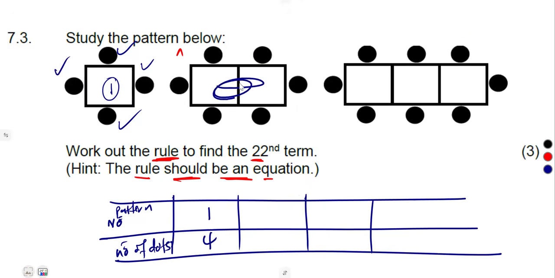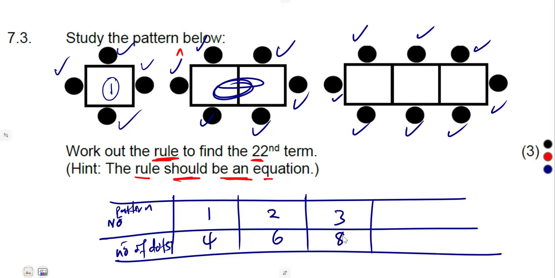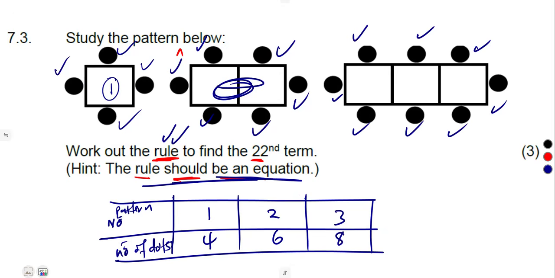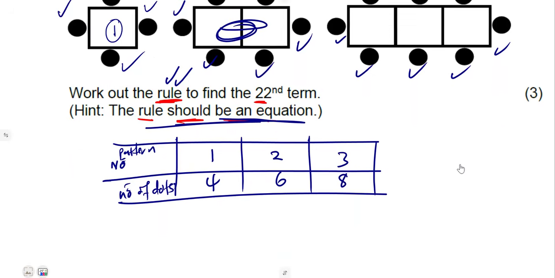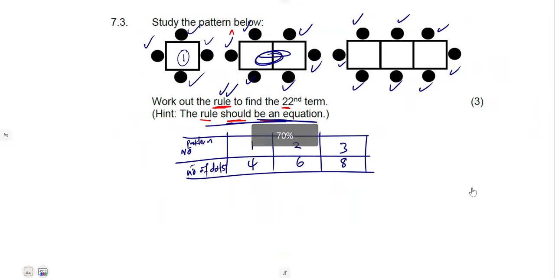For the second one, how many do we have? That's 1, 2, 3, 4, 5, 6. So 2 corresponds to 6. 3 corresponds to 1, 2, 3, 4, 5, 6, 7, 8. So 3 corresponds to 8. So we have something that we can use for the rule. The question needs us to find the rule, and it must be an equation. They gave us a hint. Your answer must be an equation.